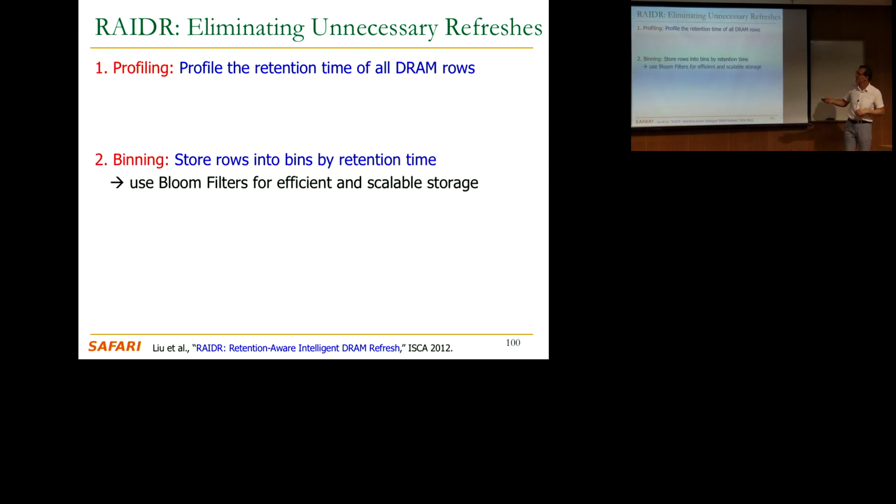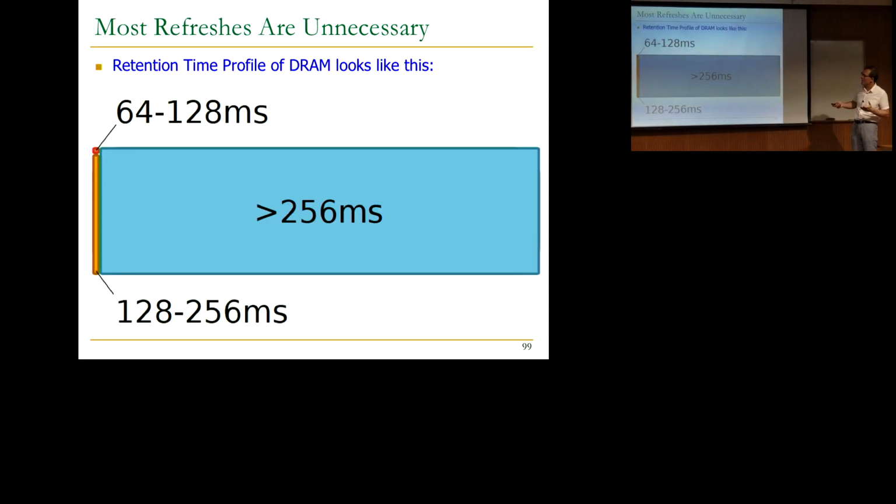Okay, well, assuming you know this profile, the idea is you store rows into bins by retention time. For example, ignore this 128. Assume that this is 64 to 256. Basically, that's the retention time of the cells. You can have a single bin storing which rows need to be refreshed every 64 milliseconds. And you can refresh everything else every 256 milliseconds. Then the question is, how do you actually construct that bin?